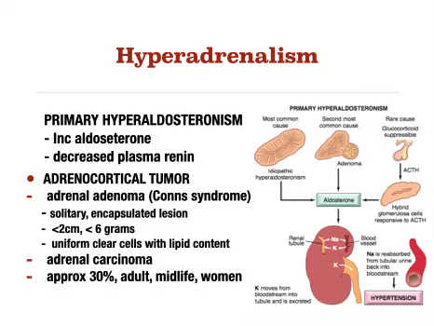The gross morphology of the tumor depends on whether it's benign. When it's benign, we see a solitary encapsulated solid tumor. If it's malignant, we see an irregular invasive tumor that may involve the entire gland. So it depends on the cause. For adenomas, the tumor is made up of uniform clear cells with lipid content.